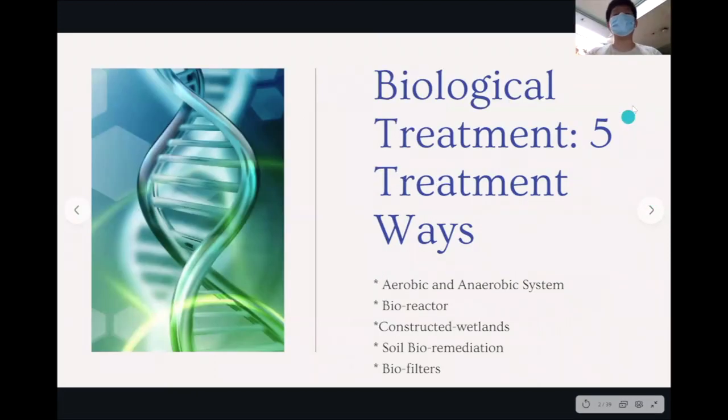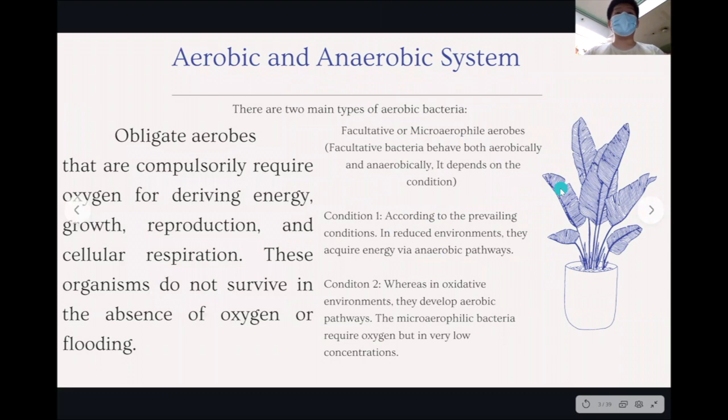So firstly, we're going to discuss biological treatments. There are actually five ways that biological treatment can be applied. Firstly, the aerobic and anaerobic system. Second, bioreactor. Third, constructed wetlands. Fourth, soil bioremediation. And lastly, biofilters. So for the first one, it will be the aerobic and anaerobic system.